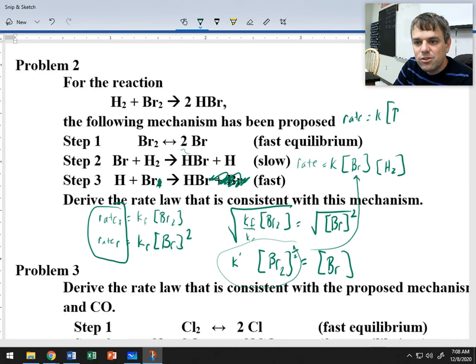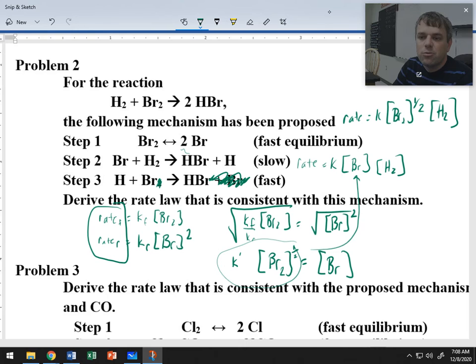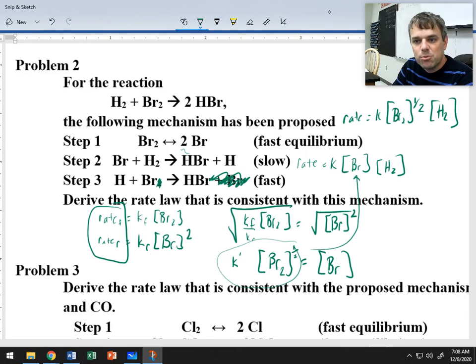And so what we get is that our overall rate law is rate equals k times the concentration of bromine to the 1/2 power times the concentration of hydrogen. In other words, it's half order. So if you double the concentration of bromine, the rate increases by the square root of 2. If you quadruple the concentration of bromine, the rate would increase by a factor of 2. If you increase the concentration by a factor of 9, the rate would go up by a factor of 3, and so forth. So this is a really interesting one where we have fractional orders.